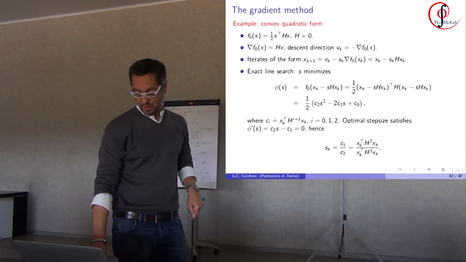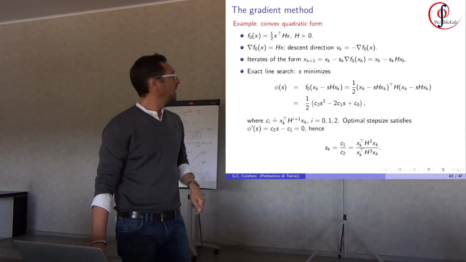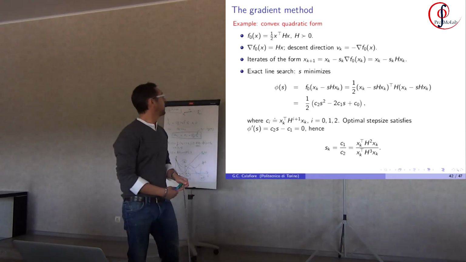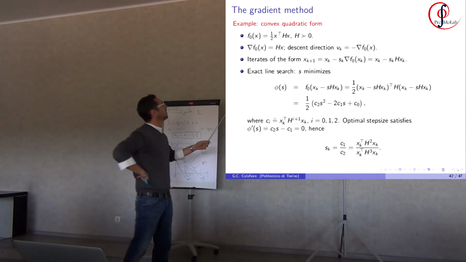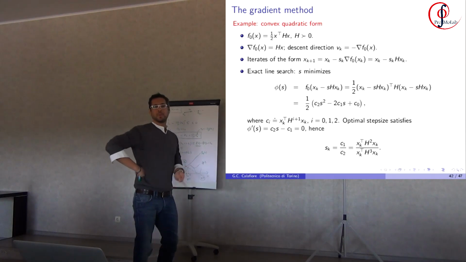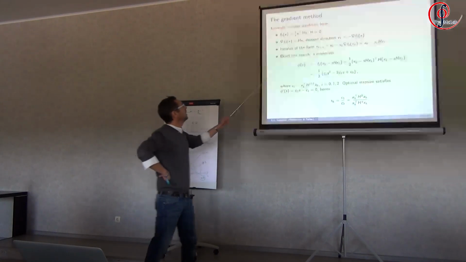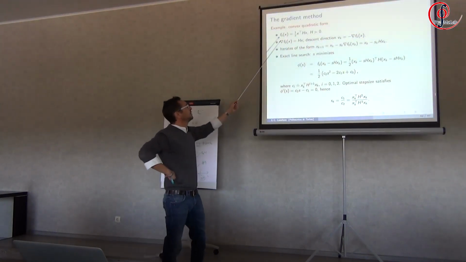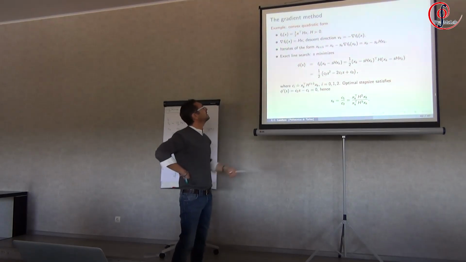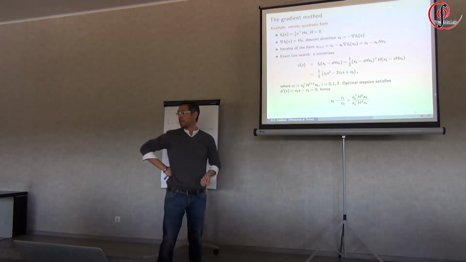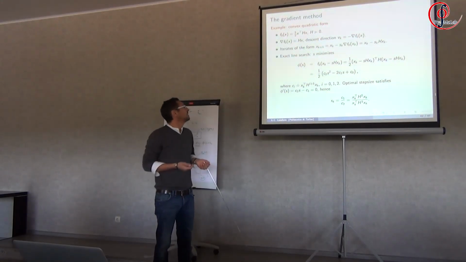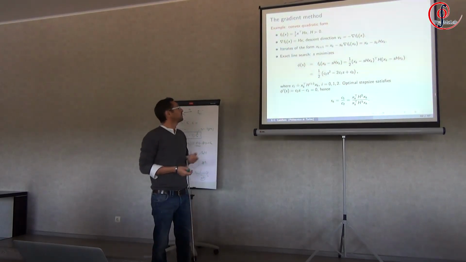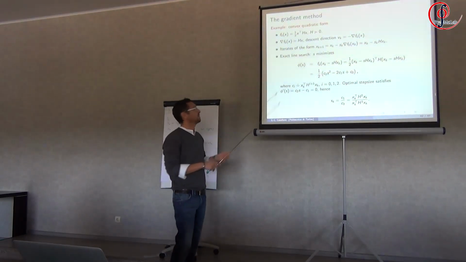I just want to conclude this part with a couple of examples. This is a very simple example that you may try yourself. Of course, it's a kind of stupid one because we are trying to minimize a convex quadratic form. Why is it stupid to apply a gradient method to minimize a convex quadratic form? Well, because in general, the convex quadratic form is minimized at 0.